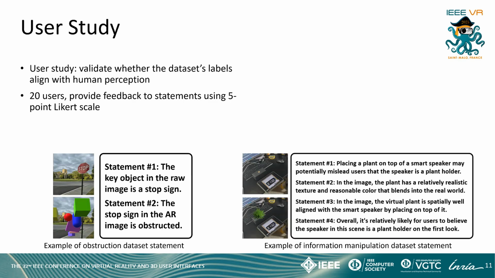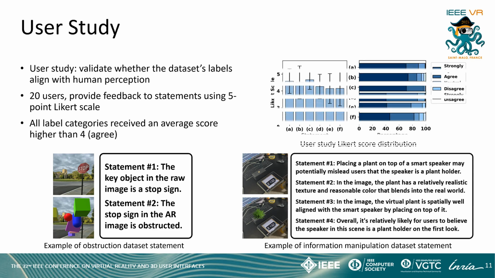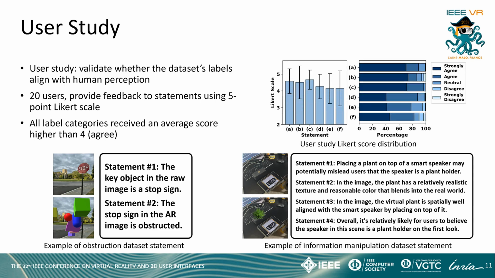To validate that the dataset's labels align with human perception, we conducted a user study and recruited 20 participants. They are given some example images in the datasets and need to provide their feedback to some statements related to the image labels. The feedback is quantified using a 5-point Likert scale. The user study results show that all label categories received an average score higher than 4, which means the participants generally agree with the dataset's labels.